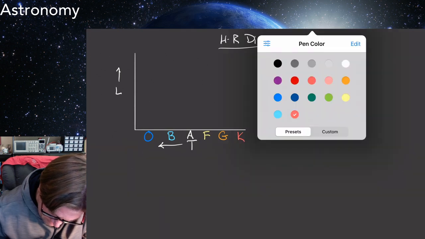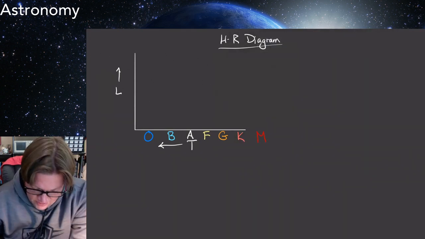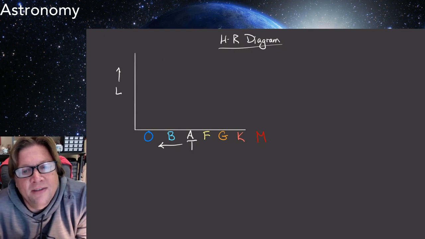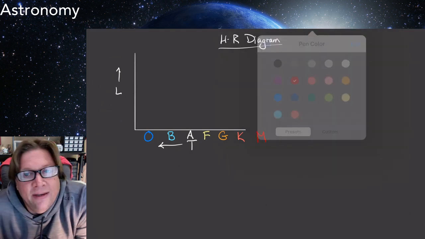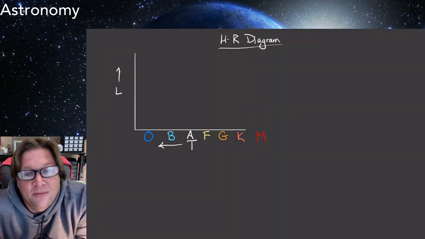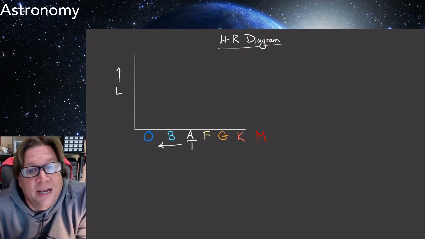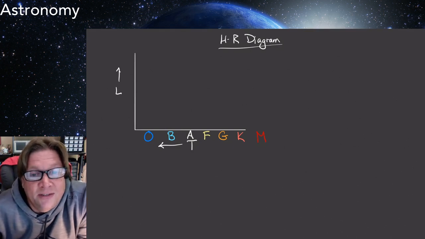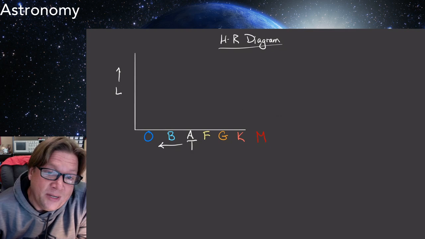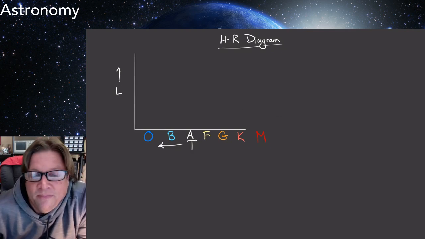K, M. Yeah, the reason we plot it like this is because then the spectral sequence is the usual run of letters: O, B, A, F, G, K, M. Those are the spectral types written down from hottest to coldest. That's usually the way we like to write them down. So that means that the temperature increases to the left, right? Because the O's are hot and the M's are cold.